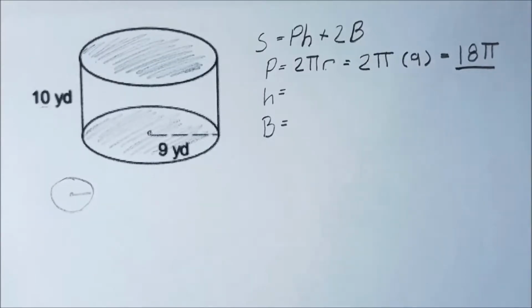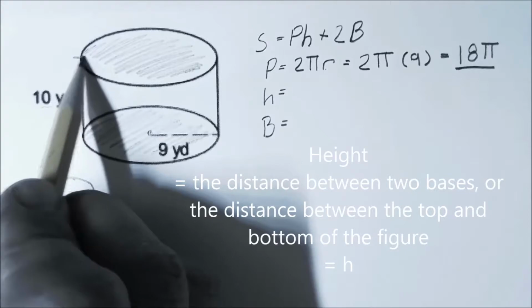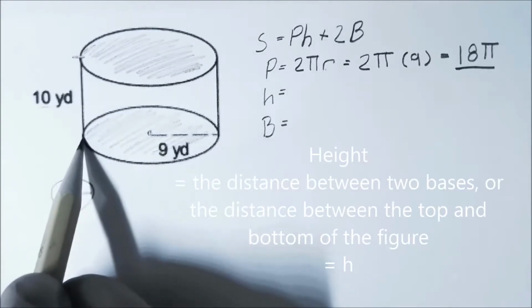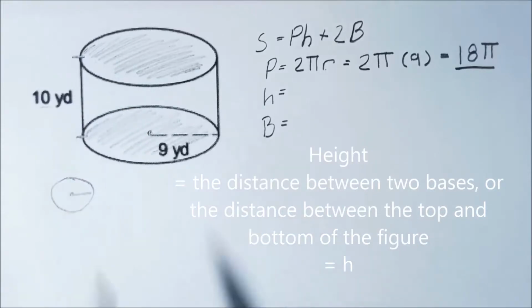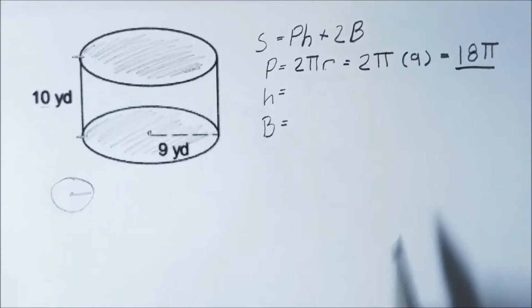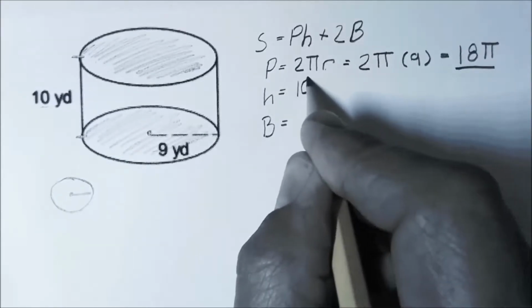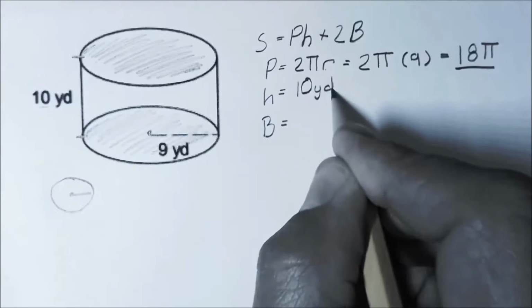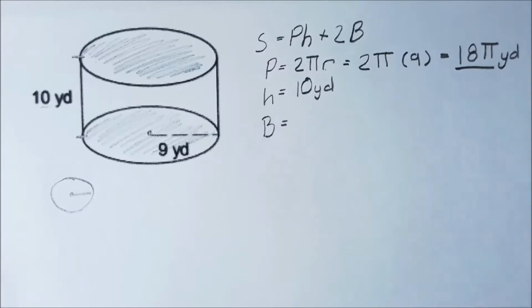Now, the next thing we want to do is look at the height. Well, the height is the distance between the top of our figure and the bottom. Or we could say it's the distance between the two bases of our figure. Looking at that, it tells us what that is, and it's 10. So H is height, and I'm just going to write my 10 right there because it's 10 yards. I can also write over here that this was yards as well.